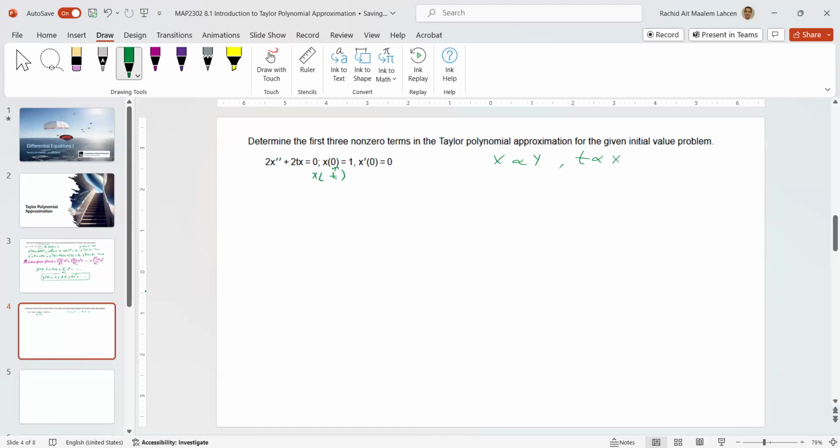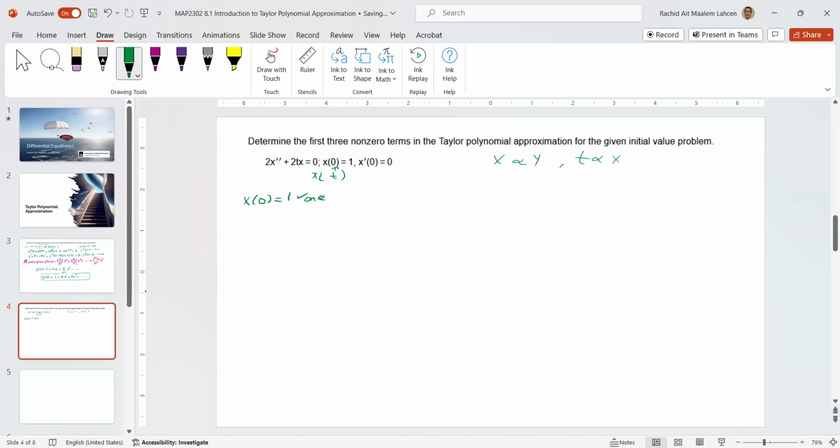So what do we need to do? I need 3 terms, which means if I get a term that has only 0, I need to keep going until I collect 3 non-zero terms. The first one is given here: x of 0 is 1. So that's 1.